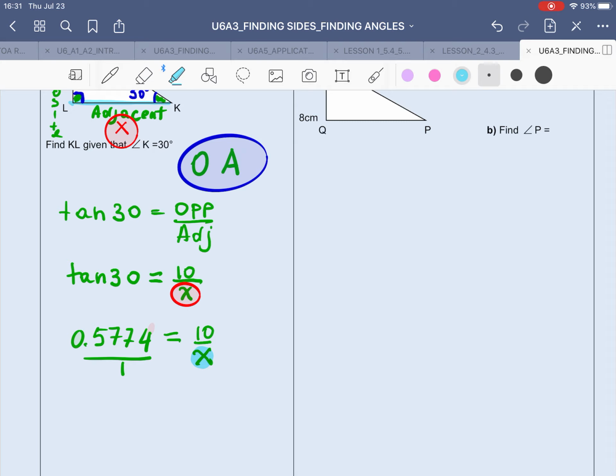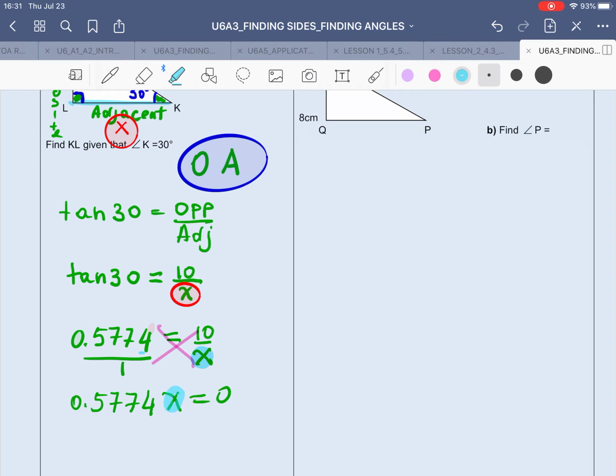The next thing I want to do is use cross multiplication to solve the equation. The reason why I want to use cross multiplication is because, number one, the variable is in the denominator, and I have a single fraction on each side of the equation. So it means that we are allowed to use cross multiplication here. And that will give 0.5774 times x, so 0.5774x equals 10.